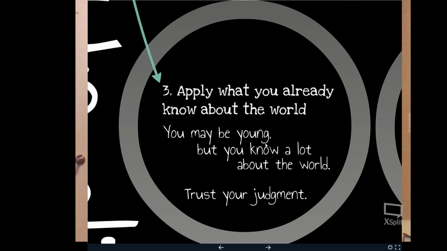You can apply what you already know about the world. You may be young, but you know a lot about the world too. And trust your judgment. So you need to think about, is this person right here, is it going against what I personally believe or what I know to be true? You need to trust your own judgment because guess what? You all bring different perspectives to the table. You all bring different points of view to the table. So that is going to affect how you see everything.